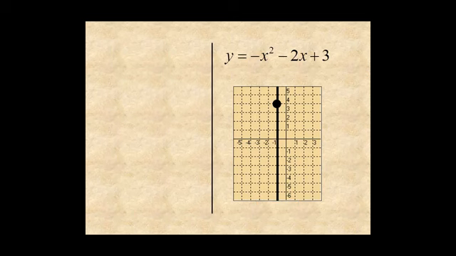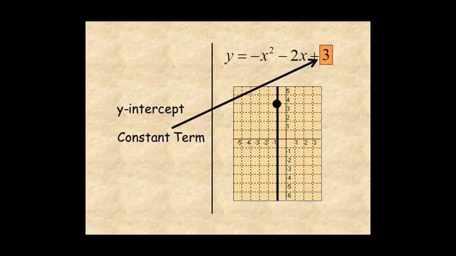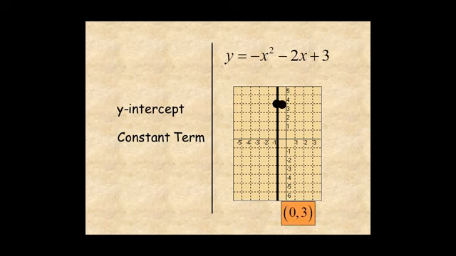Next, find and graph the y-intercept. The y-intercept is always the constant term of the equation. So for this function, that's 3. So graph the y-intercept at 0, 3. Since this point is 1 unit to the right of the axis of symmetry, there's another point 1 unit to the left.